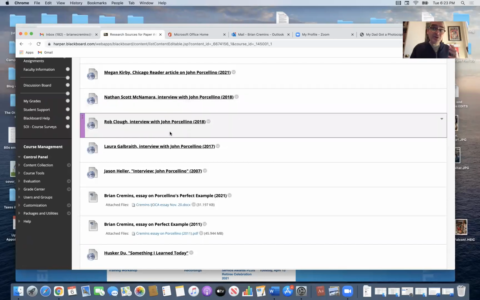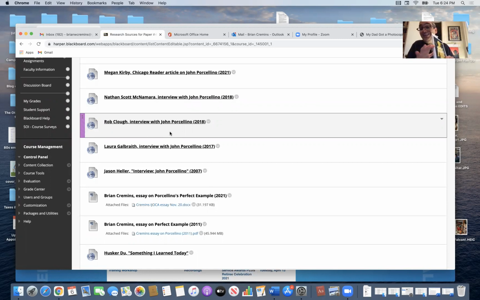The Rob Clow is much more specific, especially about Perfect Example. If you've looked at that interview, you know there's a whole section in it where Porcelino is very specific about why he wrote the book, how he started it when he was an undergraduate at NIU, what people have said to him about the book. I'm kind of listing these off on my right hand here because I'm thinking of all the points that he makes.